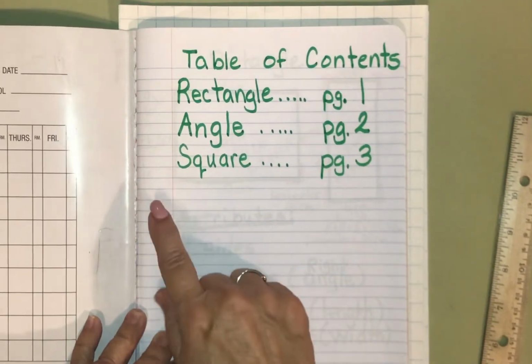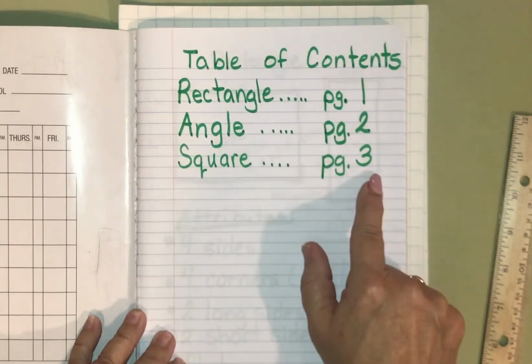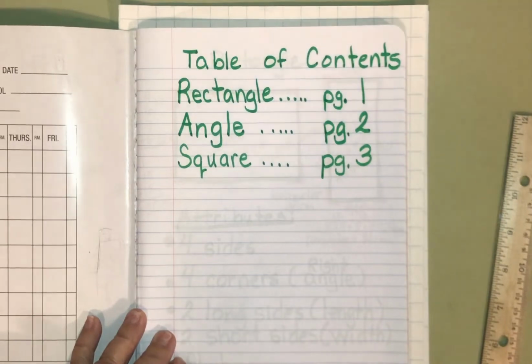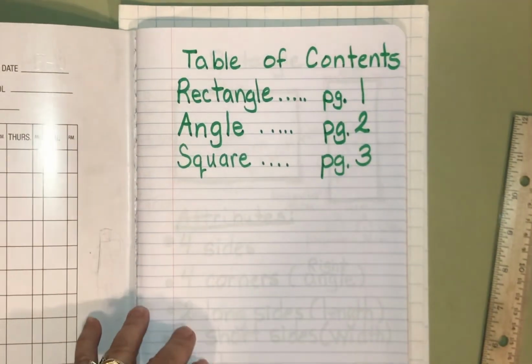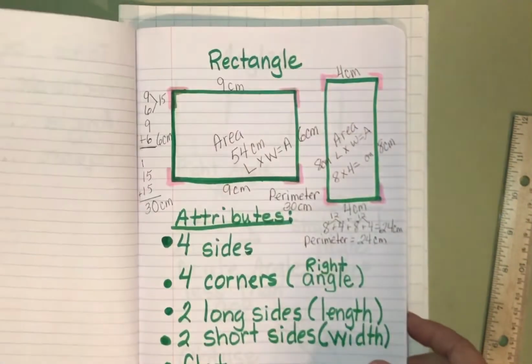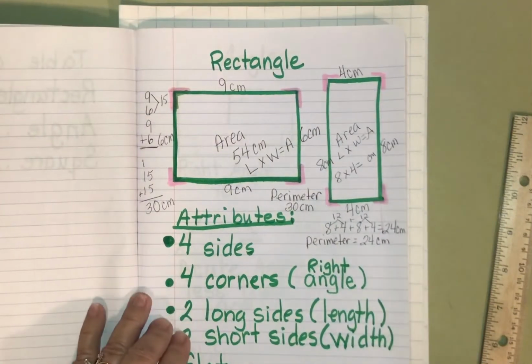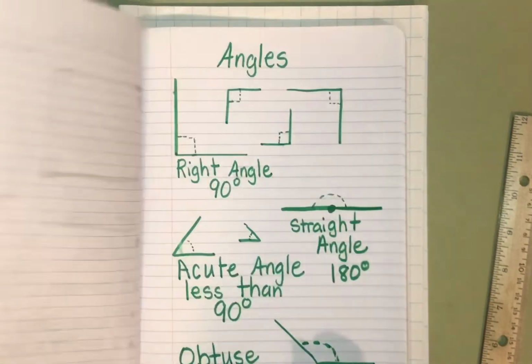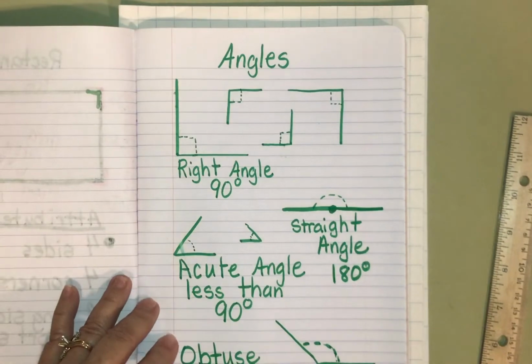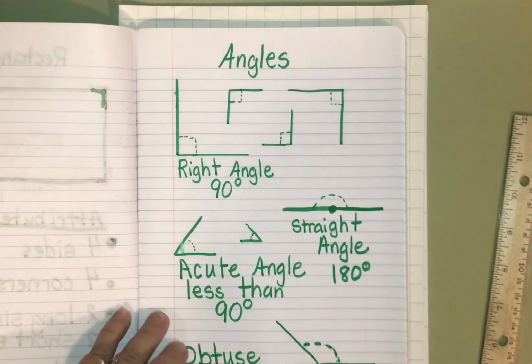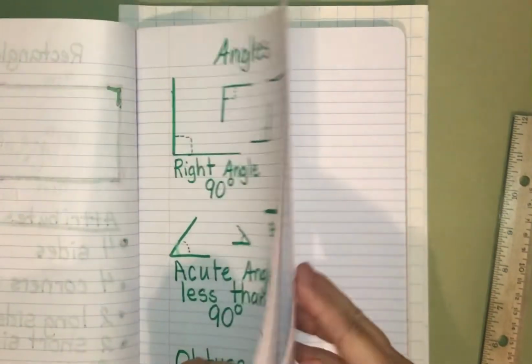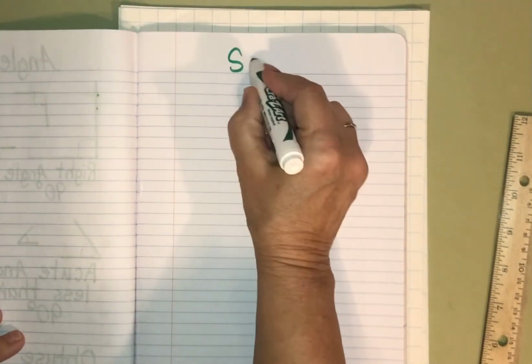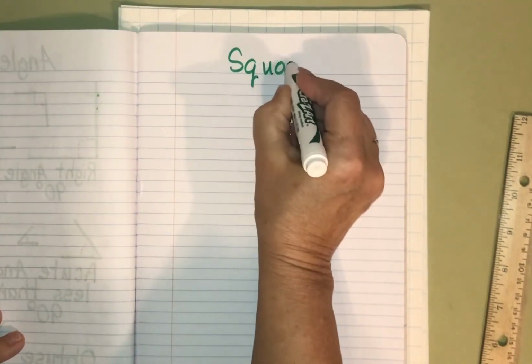All right, now if at any time you need to pause the video to write, then go ahead and do that and then just start it up again. All right, on page 1, we learned about the rectangle. On page 2, we talked about angles. And on page 3, we're going to add the square. So we're going to start by writing page 3 down here and our title, square, up at the top.